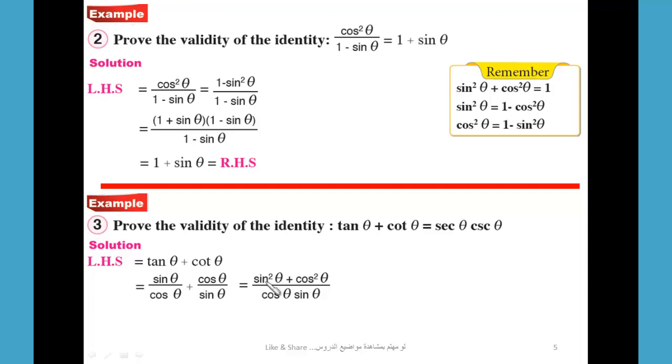Don't forget, sine square plus cosine square equals 1. So the result will be 1 over cosine sine, which equals sec cosec. 1 over cosine, it is sec. 1 over sine, it's cosec theta equals right hand side according to the required.